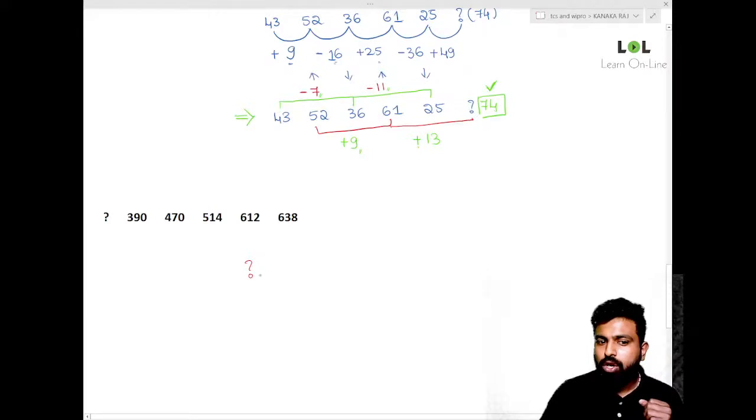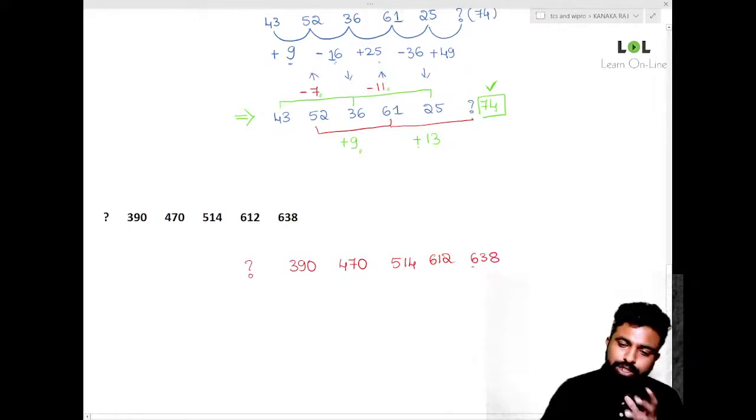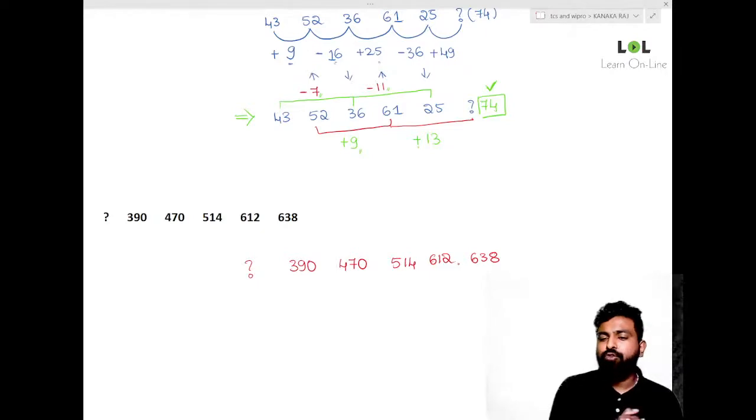What do we have here? Question mark. You think it is a complicated method? No, Chandana. 292. How did you get 292, Sri Lakshmi? 470, 514, 612, 638. So you start taking the difference, you get 292 as your answer. Let others try this, so then you'll understand it very well. Just wait for a few more minutes.